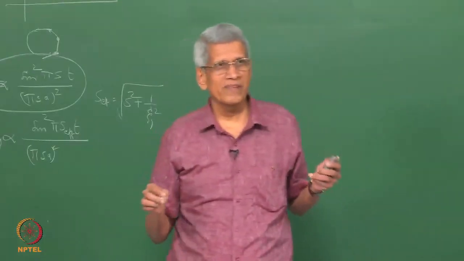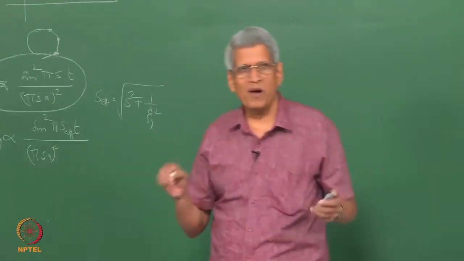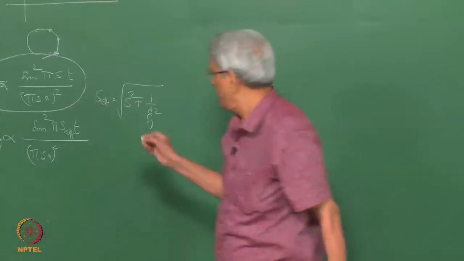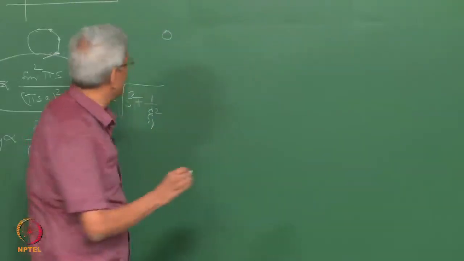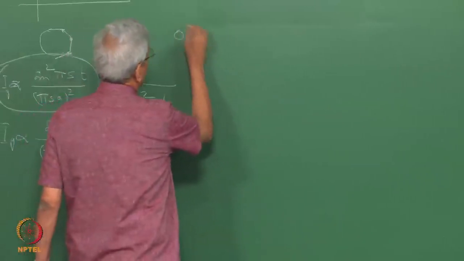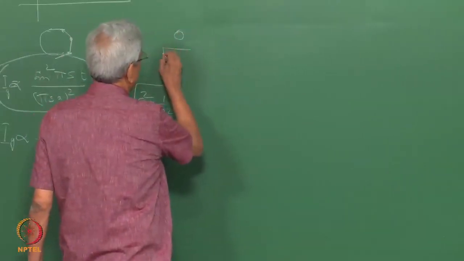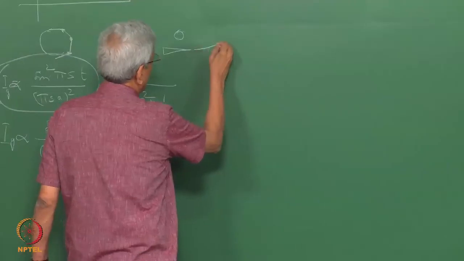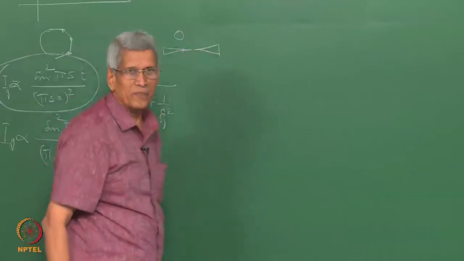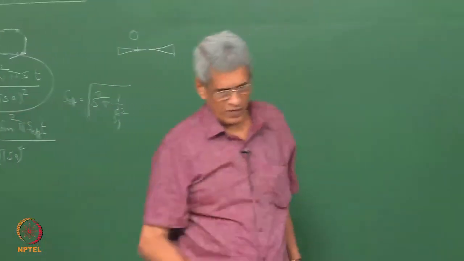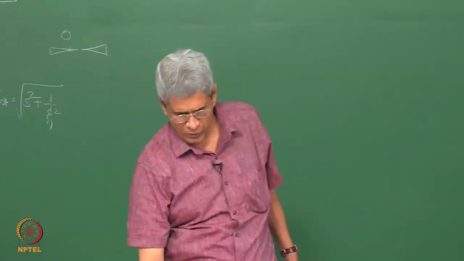samples for TEM, what is the shape it looks like? It is a hole. The sample looks circular, but the thin region is a hole, and from here it goes. So it is essentially a wedge shape, correct? Even under the Bragg condition, okay.